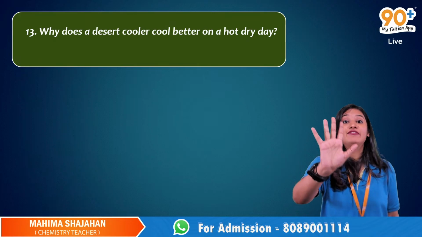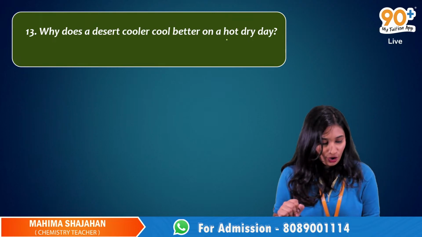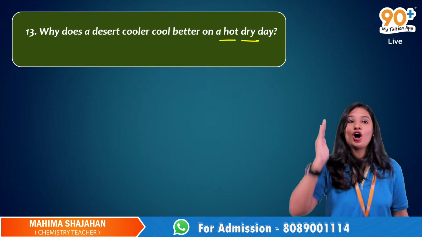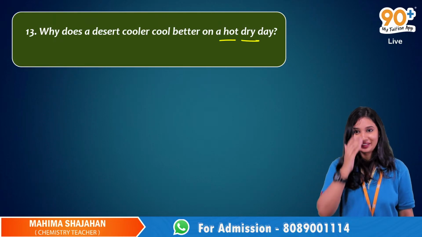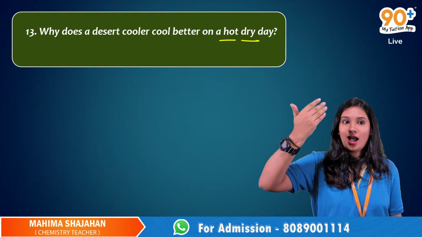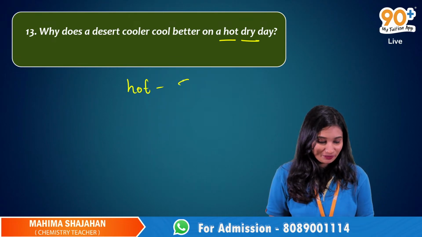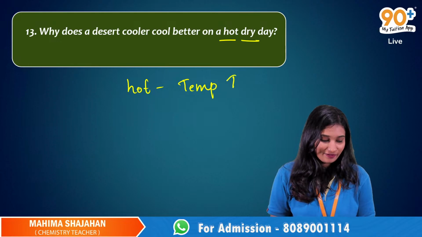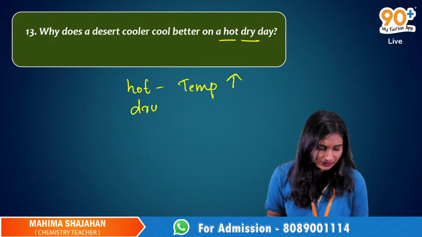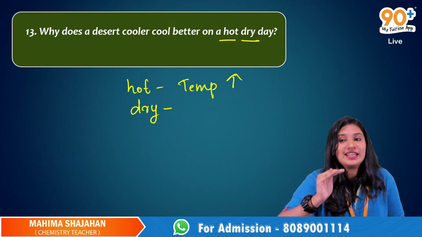It is evaporation. Now, look at this question carefully. Hot, dry day. Two keywords: hot and dry. Now, when we say hot, what does it mean? Temperature will be higher, right? Hot means the temperature will be very high. Okay. What does dry indicate? Dry means the humidity will be less.